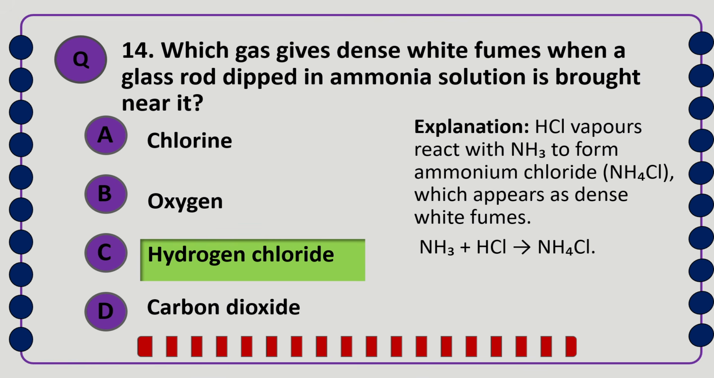Hydrogen chloride vapor reacts with ammonia to form ammonium chloride, which appears as dense white fumes. So dense white fumes are formed when ammonia comes in contact with hydrogen chloride gas. I hope this is clear. Let us move to the next question.